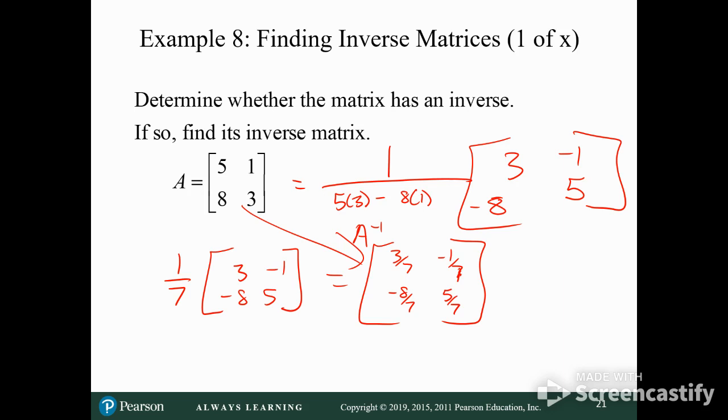So it just follows basically a formula. So if you can do the formula, plug the numbers in, it's not that hard.